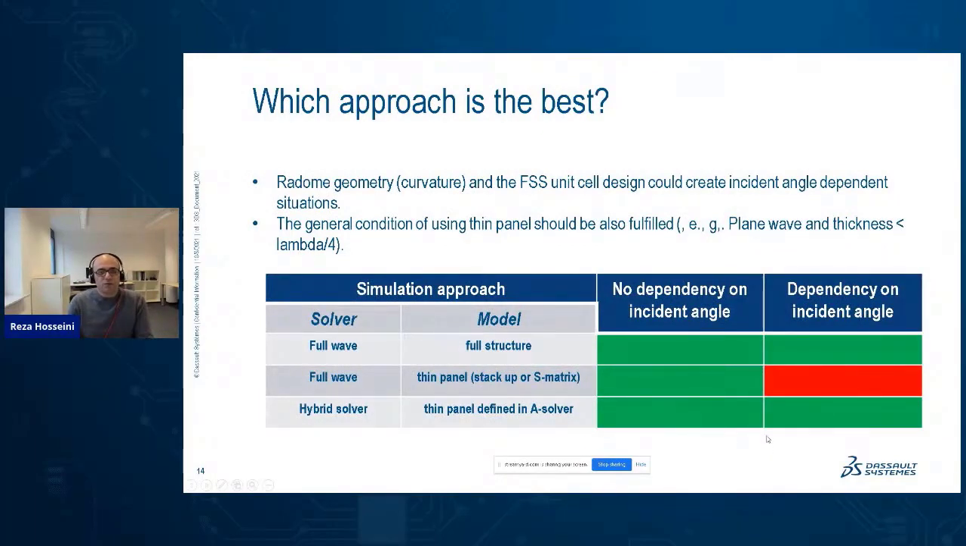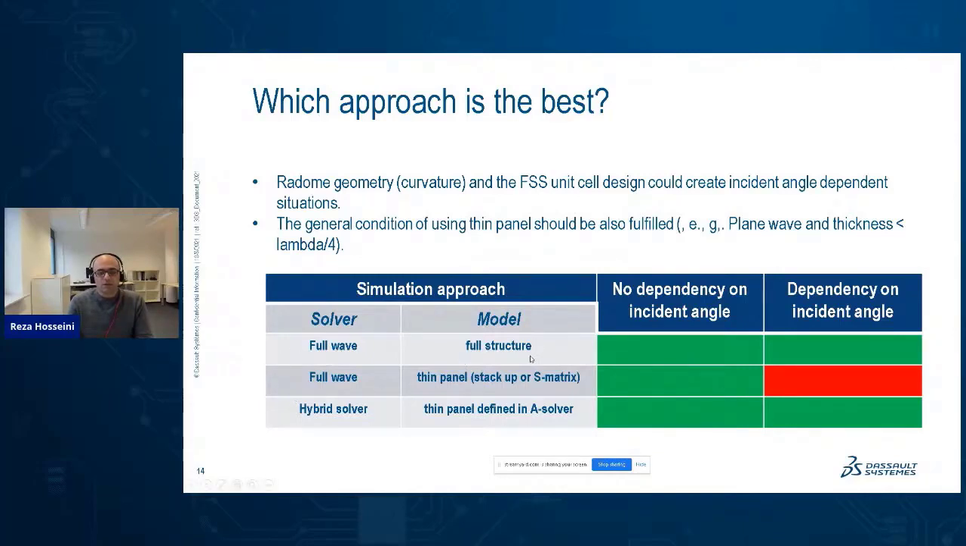So basically, this slide would be a conclusion. In fact, I brought it at the end, but before getting into the different cases, I want to bring it here to give you a heads up on what you would expect to see at the end. So basically, we can combine or divide the simulation approach in solver and model, and the dependency on incident angle or not. So if we have a full wave solver, by full wave here I mean transient solver, but it could be our frequency domain solver as well, or integral solver. So basically all the full wave, but I here used transient solver.